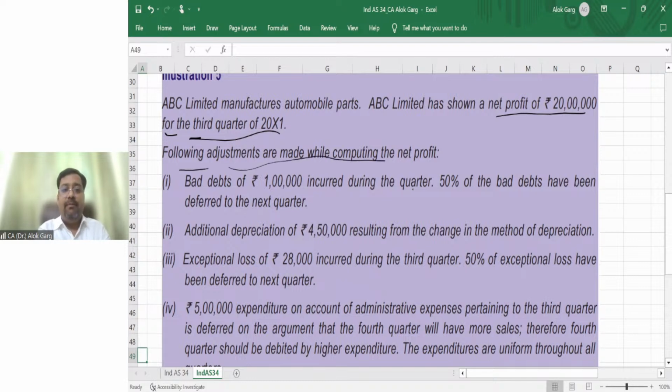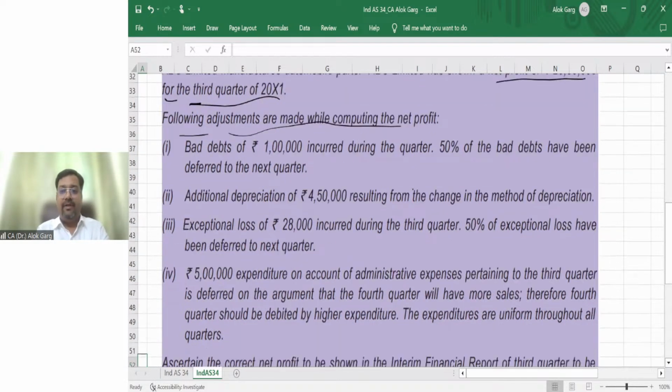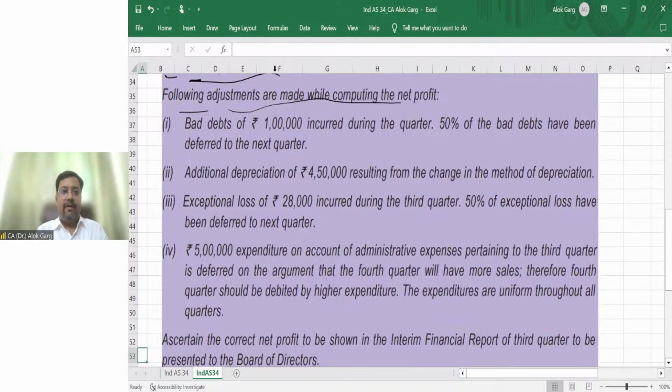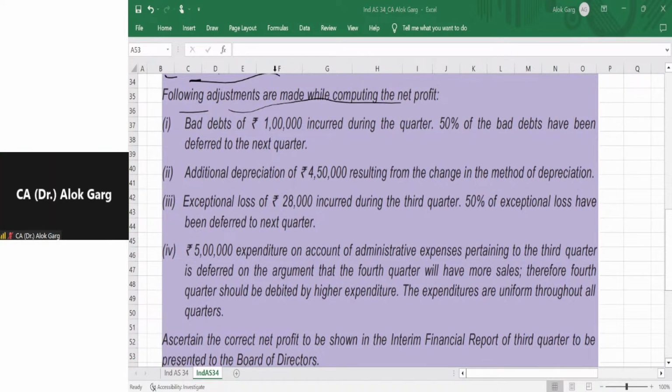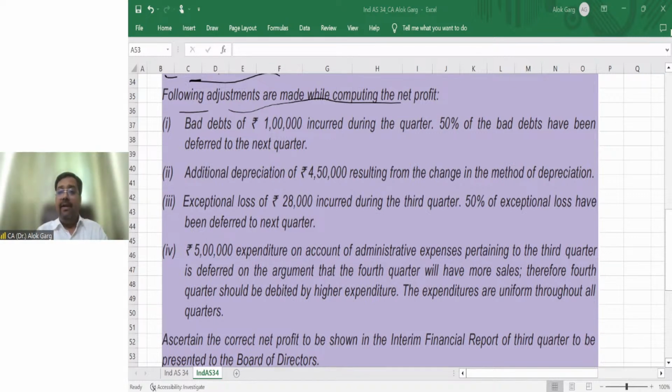Following adjustments are made in computing the net profit. They have made the following adjustments, right? Bad debt of rupees 1 lakh incurred during the quarter. 50% of the bad debt has been deferred to the next quarter.